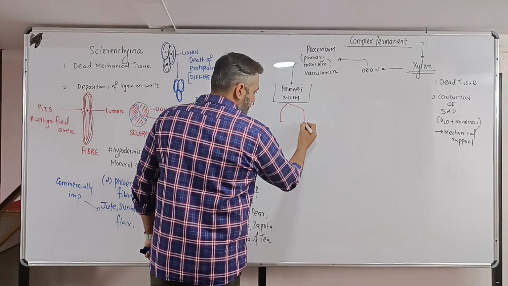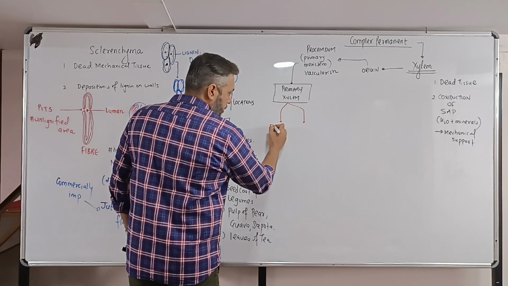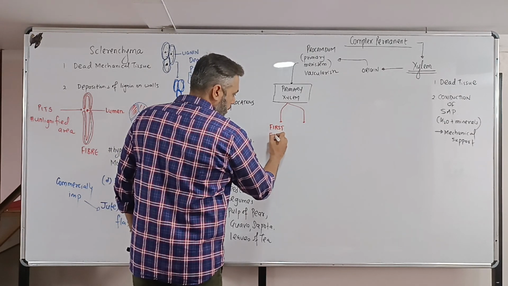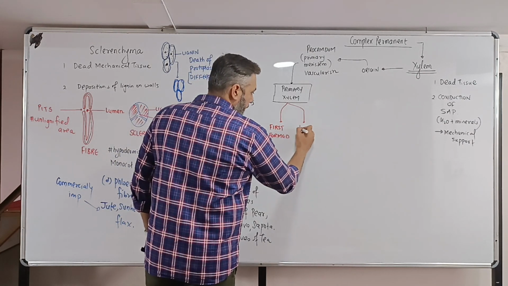This primary xylem elements are of two types. The first form and the later form.